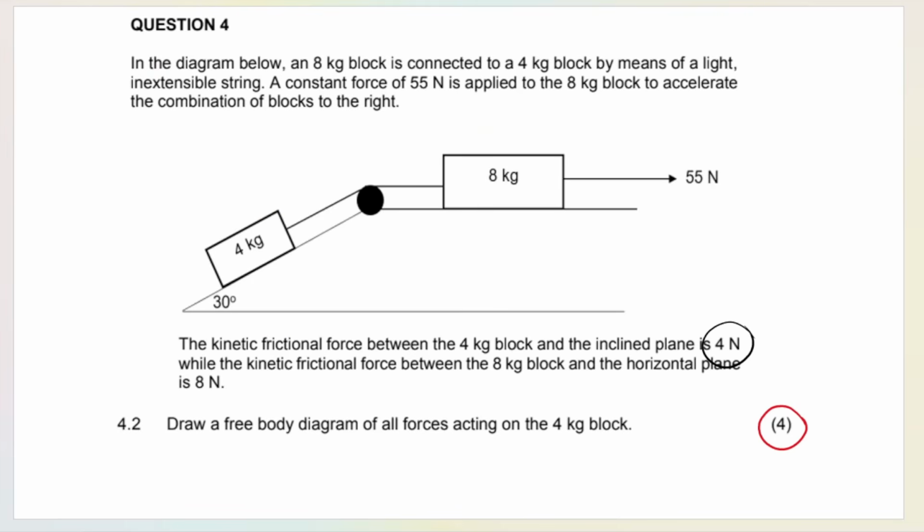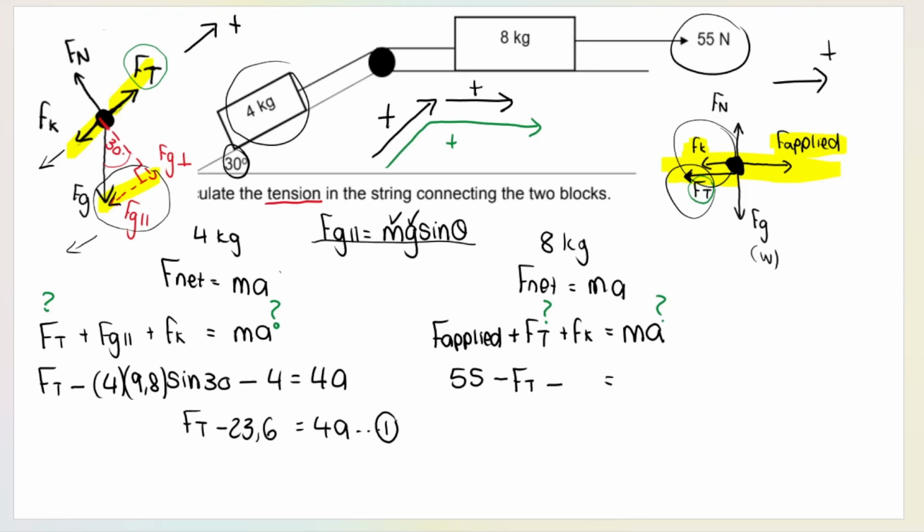Let's go back and check. Remember, they said kinetic frictional force between the 8 kilogram block and this horizontal plane is 8 Newton, so it's going to be minus 8. The mass of this block is 8, and I don't know the acceleration. So if I have to simplify that, I'm going to get 47 minus Ft equals 8a. And that is my second equation.